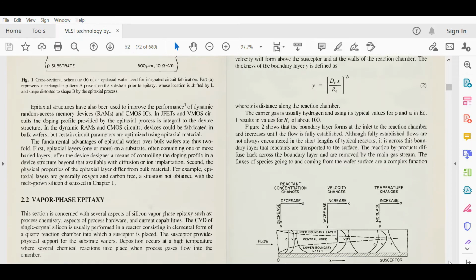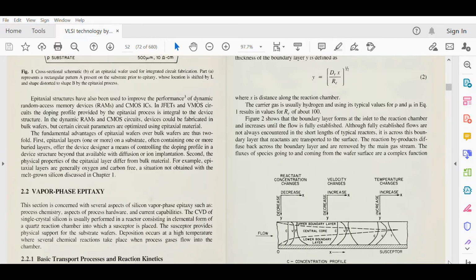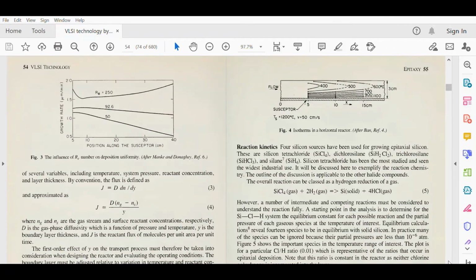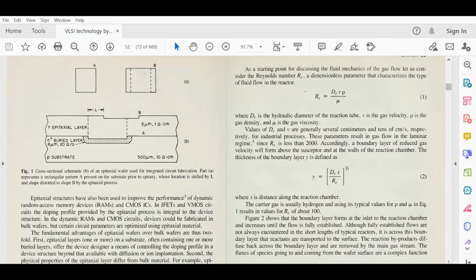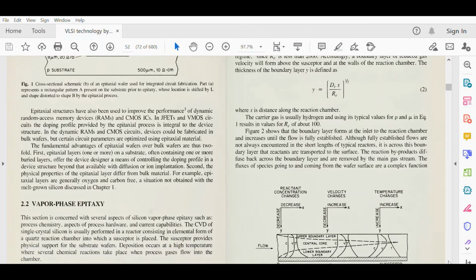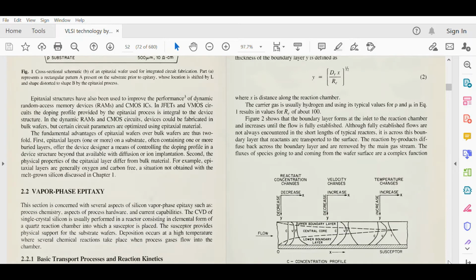And we are still in unit 1. We have not moved to unit 2. We are still in unit 1, learning the basics of IC manufacturing techniques. Let me go ahead and discuss with you vapor phase epitaxy.